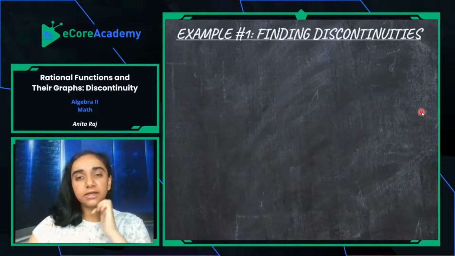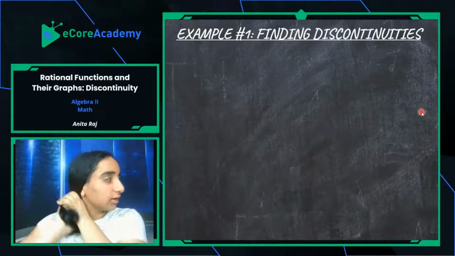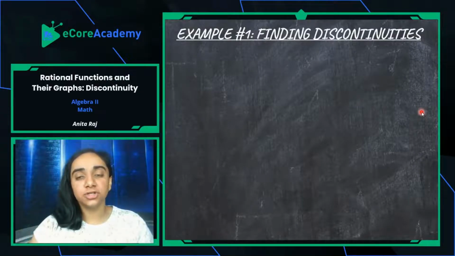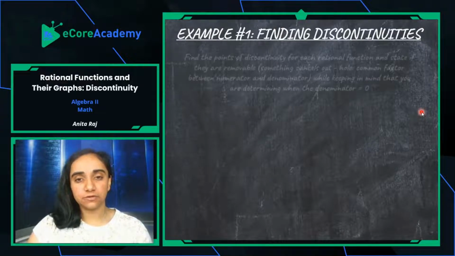All right, so now we're going to get into some examples of finding discontinuities, like I told you, just using the equations of rational functions, but without having to graph the rational functions.